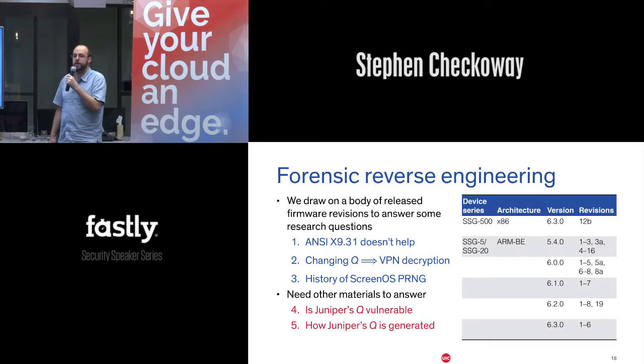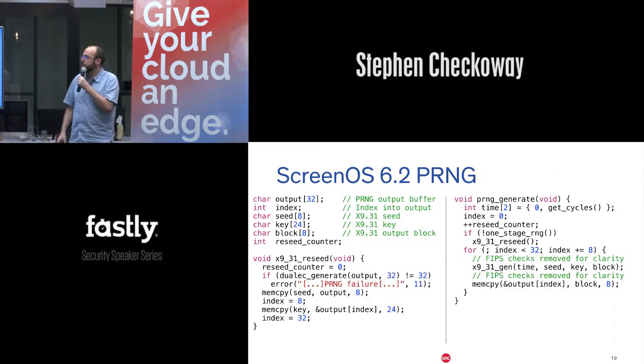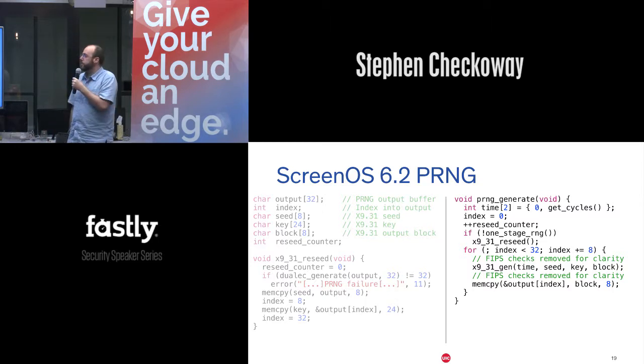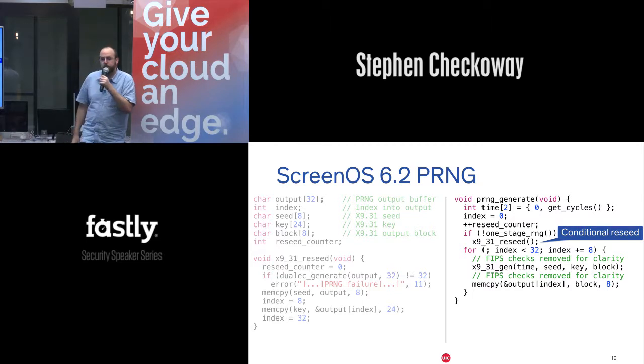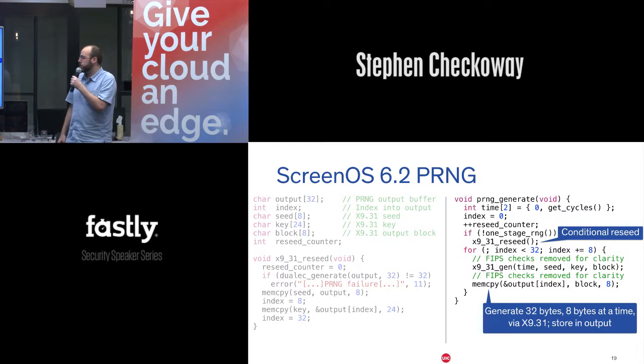ScreenOS pseudorandom number generator and see if we can figure out what's going on here. So this is it. I have decompiled it using IDA Pro. I've removed a couple of things just to make it more clear, but let's focus over here on the right on PRNG generate. So if we read through this, some of the things that you might notice are that we have this conditional reseed. So as the generator is running, every now and then it will reseed. And we see that it's going to generate 32 bytes of output every time it is called. And it's going to do so 8 bytes at a time using the X9.31 pseudorandom number generator. So far, this seems to match exactly what Juniper has said.